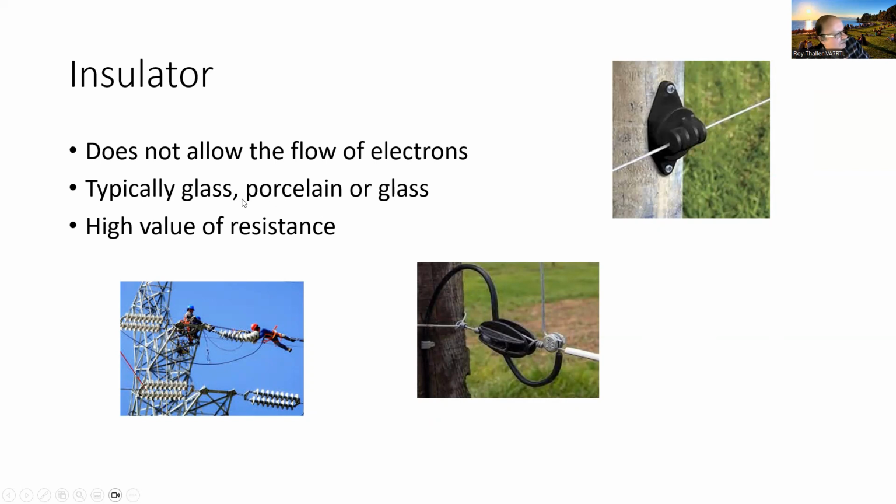It's typically made of glass, porcelain. Oops, this should be plastic. Here's some examples of insulators. These are used for fences, for example. And here is a big insulator that they use on a power line. And the person is fixing an insulator on one of the high voltage power lines.